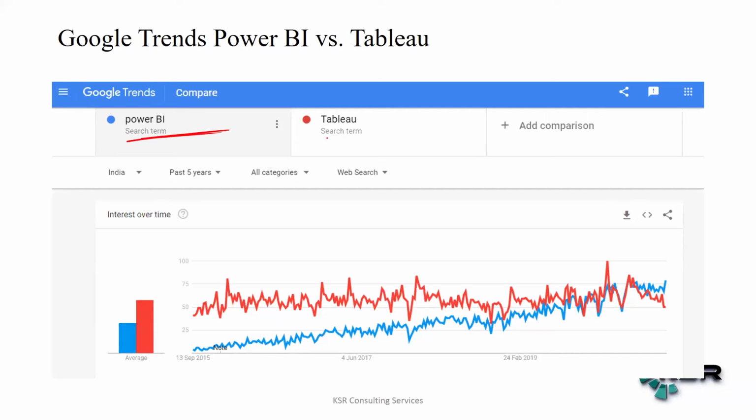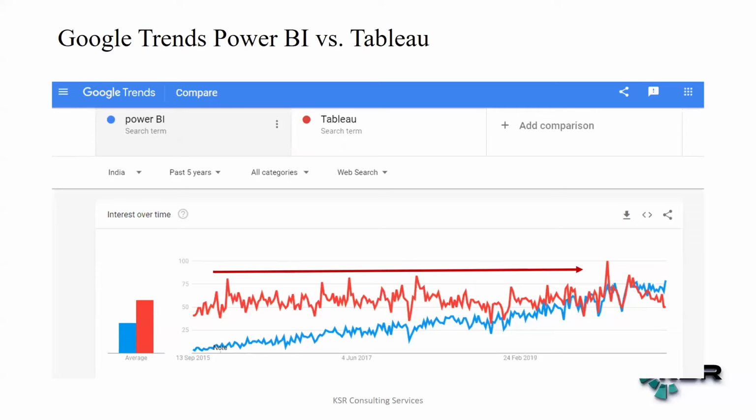I'm comparing Power BI with Tableau. The Tableau line is red, which is almost stable. Now my work is to only compare 1 and 2, because there is a chance that the second one, Tableau, can reach the top. So I started comparing Tableau and Power BI. The red line is always stable. But the blue line, over the last 5 years, keeps on increasing from 0. That means people have all started using Power BI. Right from 2015, we can see that people have started using it more.